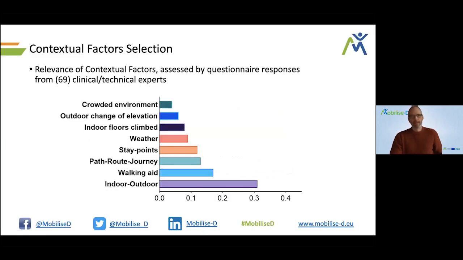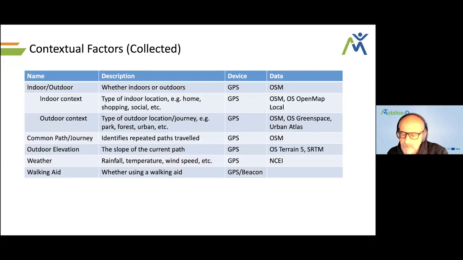The first thing that we did is to come up with a selection of factors and try to determine what the importance of those factors were, so we could work out which ones to focus on. There was a questionnaire, and it was responded to by clinicians and technical experts. From this, the confounding factors were ordered, and then we focused on the ones which were deemed most important. This ended up with us collecting 5 factors with some sub-factors.